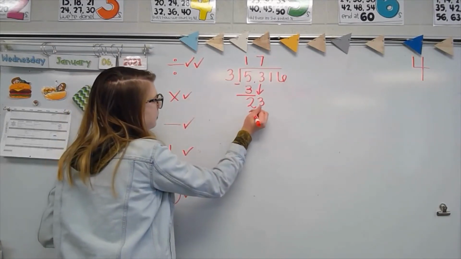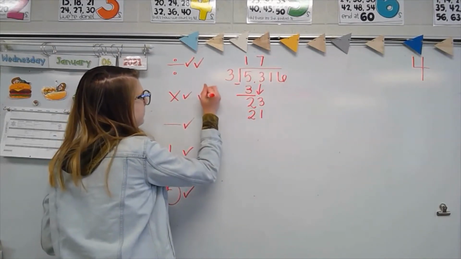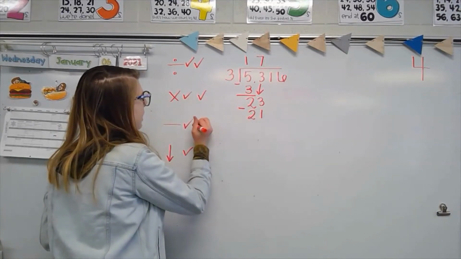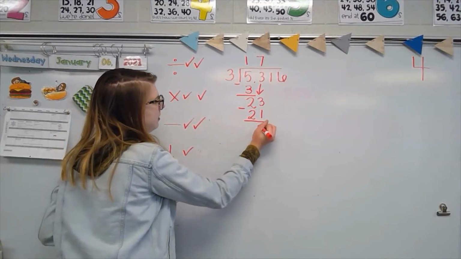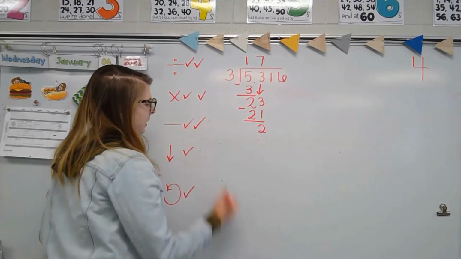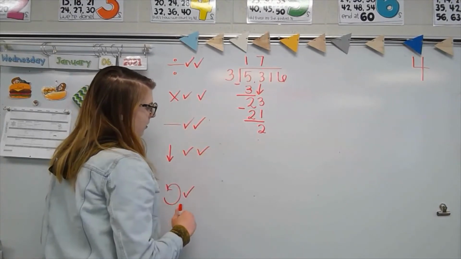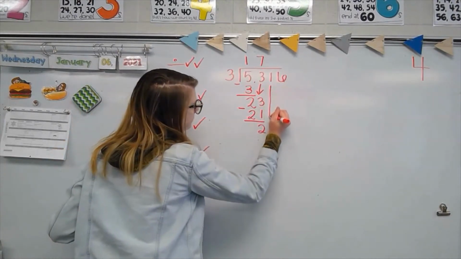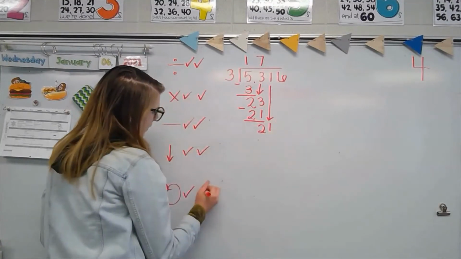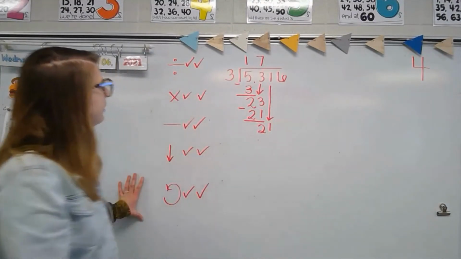7 times 3 is 21. 23 minus 21 is 2. Then I've got to bring it on down and bring it on back.